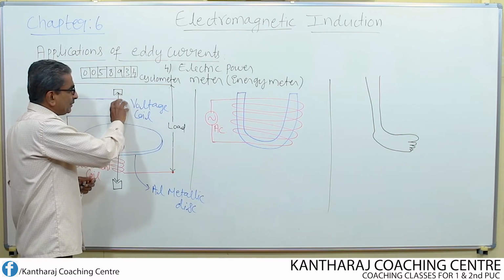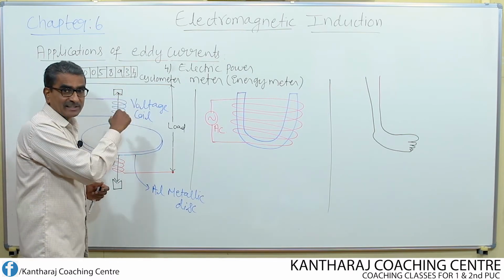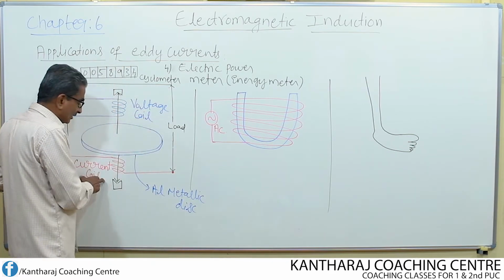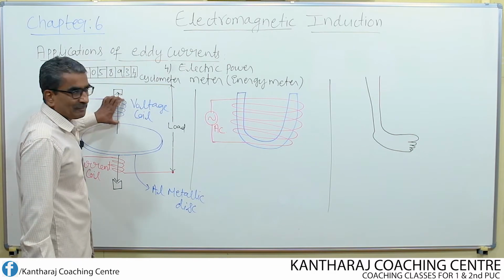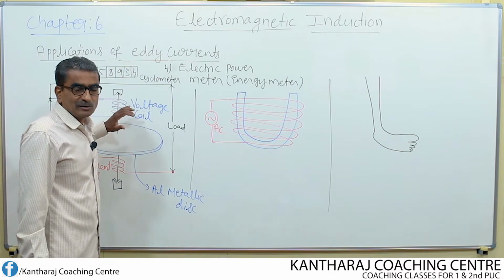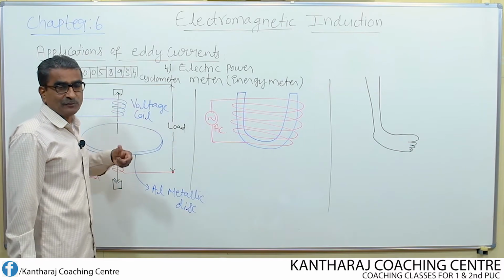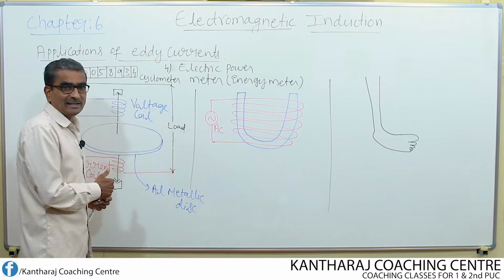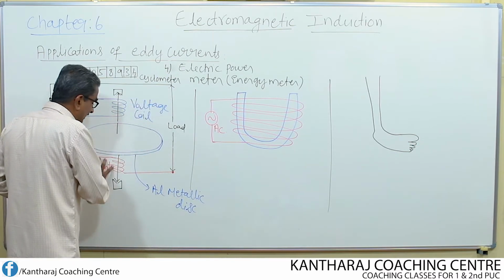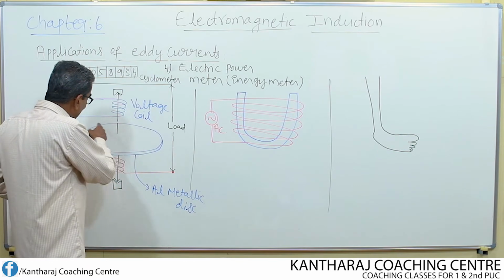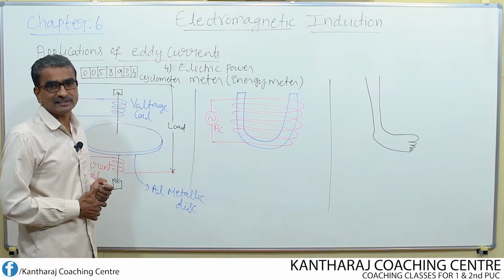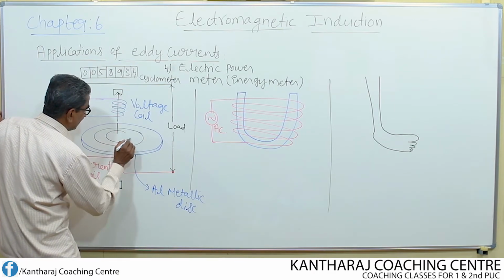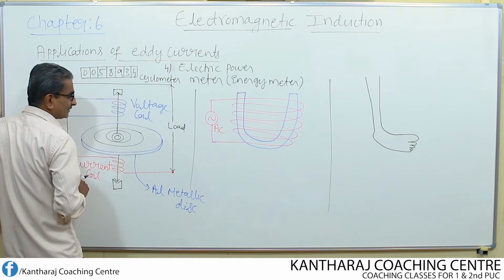Now the magnetic field produced by the voltage coil lags in phase by about 90 degrees with the magnetic field of the current coil. That means whatever magnetic field the voltage coil produces lags behind the magnetic field produced by the current coil. As a result of this lagging of the magnetic field between the voltage coil and the current coil by about 90 degrees, eddy currents are induced on the surface of this metallic disc. So, eddy currents are nothing but circulating currents like this.